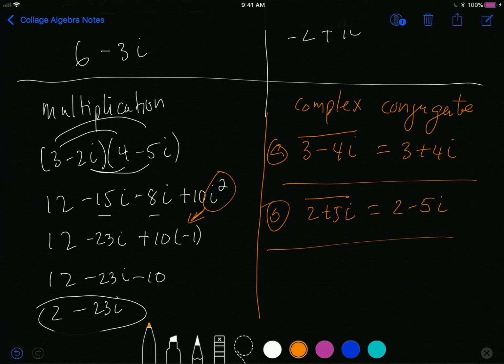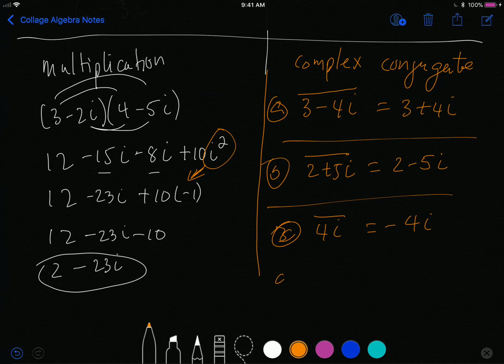If I had 4i as my complex number, then the conjugate would be negative 4i. If I had 10 as my complex number, then the conjugate would still be 10. Again, we change only the sign on the imaginary part of the complex number. Well, why do we care about the complex conjugate?